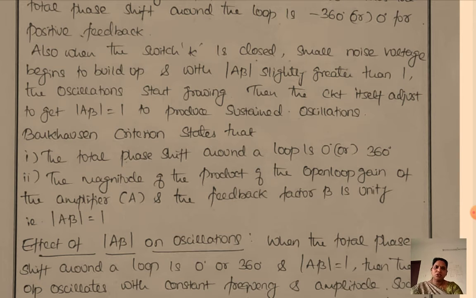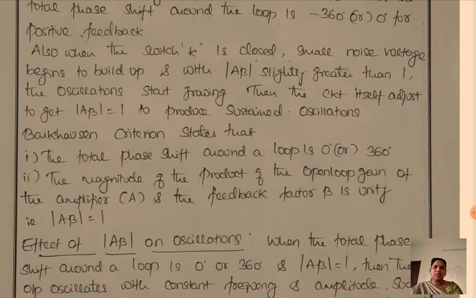When the switch K is closed, a small noise voltage will start building up inside the circuit, and if A beta is slightly greater than 1, the oscillations start growing. Then this circuit will adjust itself to make A beta equal to 1 in order to produce sustained oscillations.